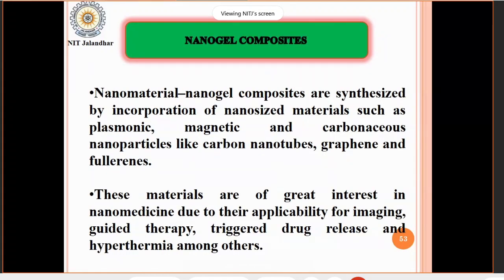I will talk here about the nanogel composites. Nanogel composites are synthesized by incorporation of nano-sized materials. So we can prepare such nanogels by incorporating nano-sized materials into the matrix of the gel, and we also prepare such materials in our laboratory. They have great importance in triggered drug delivery release, in guided therapy, and in hyperthermia, etc.